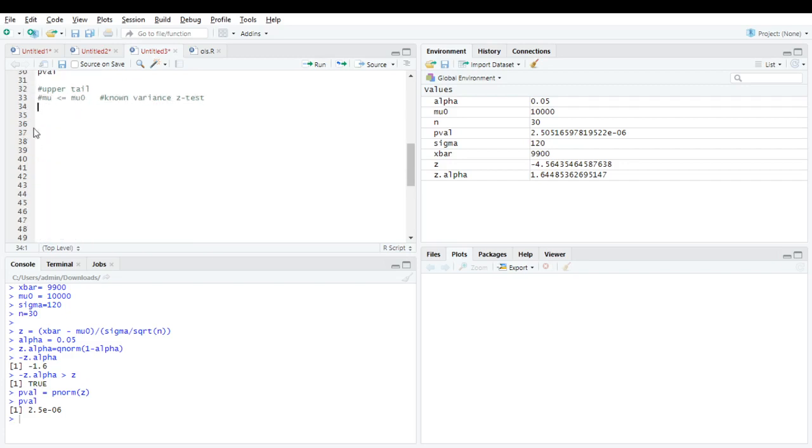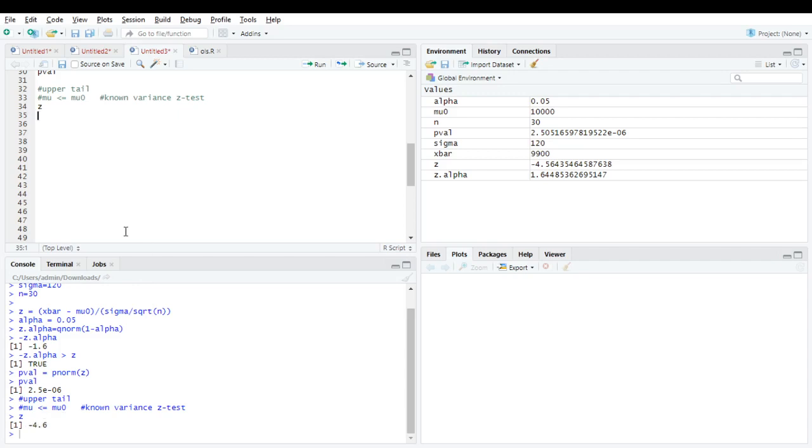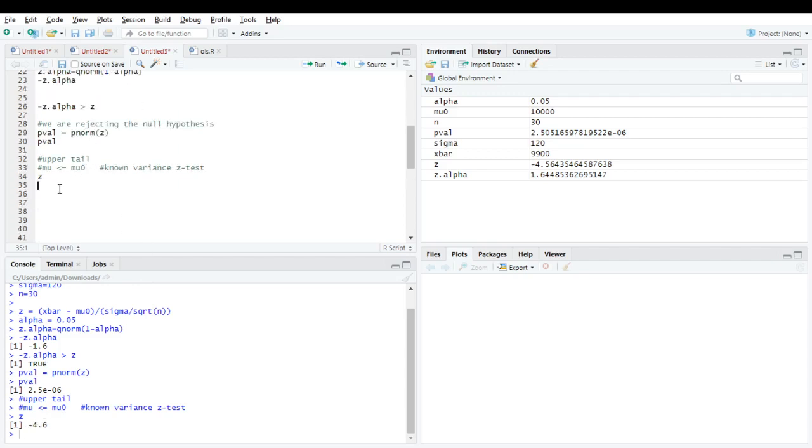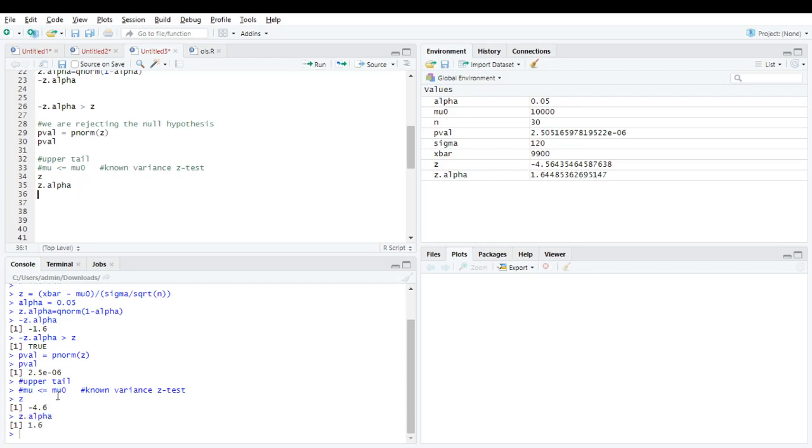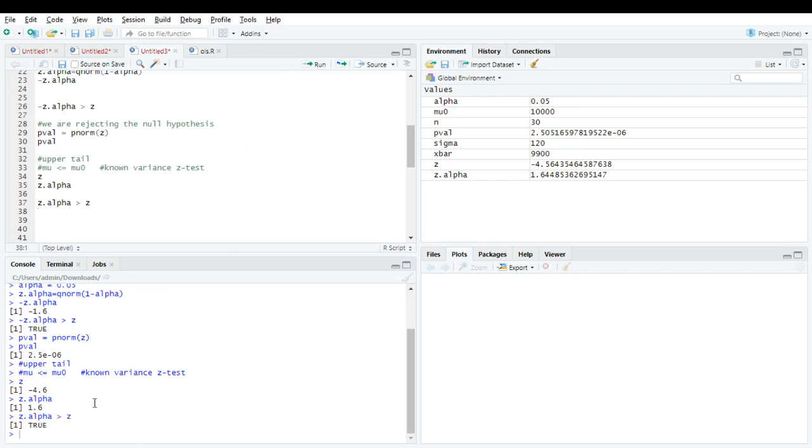So we have the z value previously computed. Run, this is our z value. Okay, and what will be the z alpha this time? Z alpha will be nothing but the positive z alpha, because we are doing it for higher. Okay, now if we do z alpha is equal to z, it is also true, so we are also rejecting the null hypothesis.